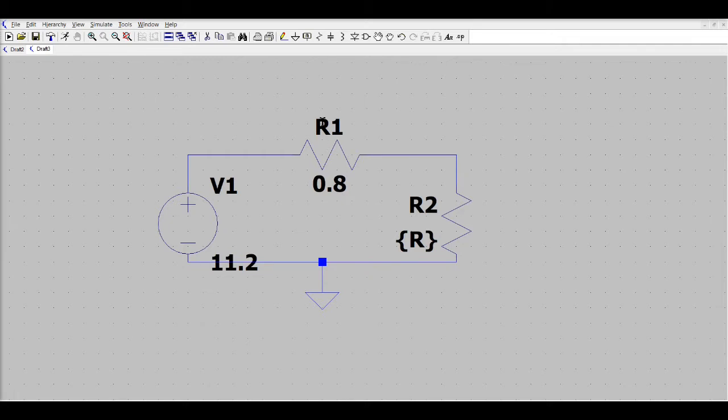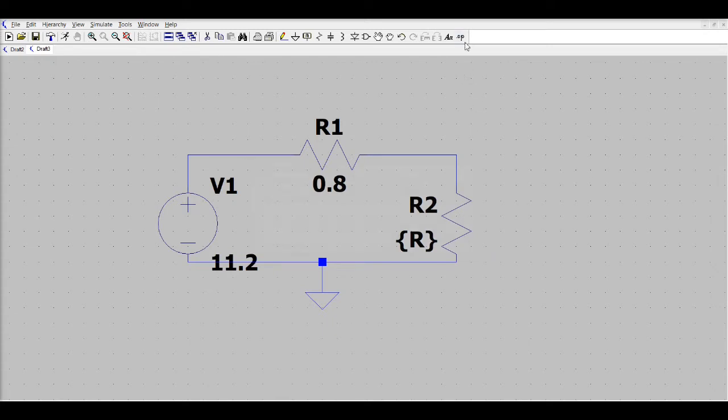The reason I'm saying that is because I want to relate it to the maximum power transfer theorem. We're going to see the example. You can see I have R2, and instead of putting a value, I have R in curly brackets. Why did I do that? Because this is a variable resistance, a potentiometer, and I want to vary its values. How do I do that? I want to step through the values of the load resistance.